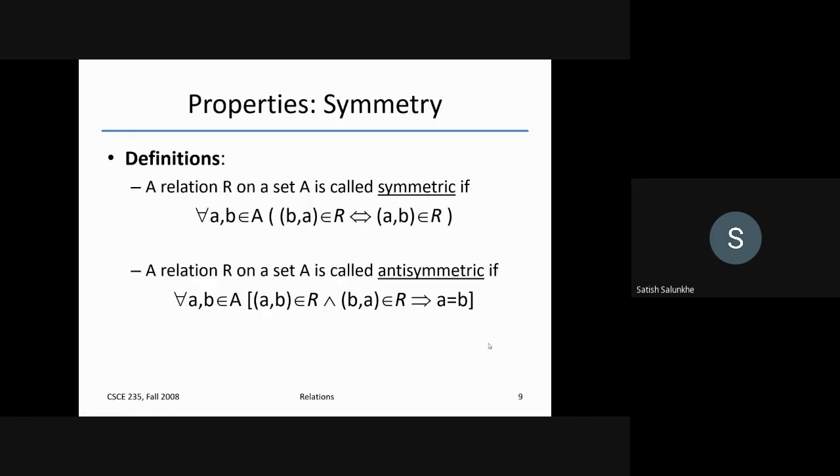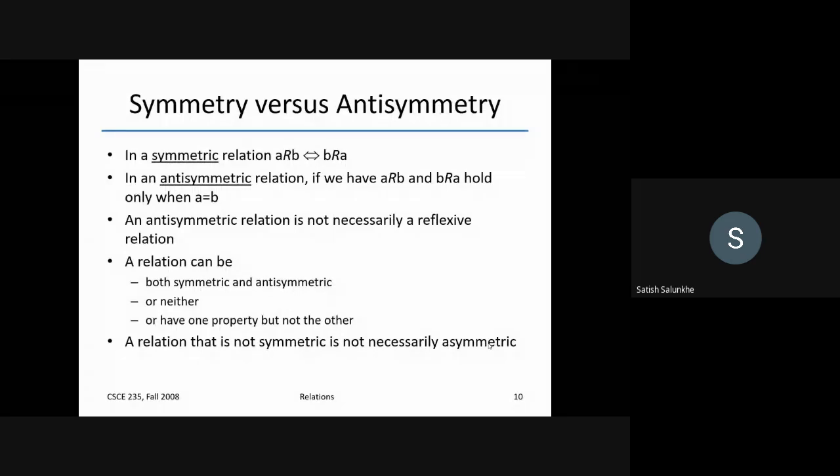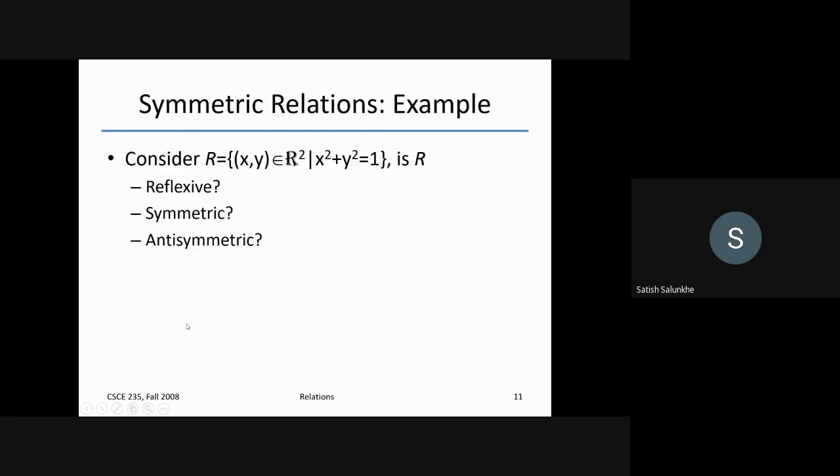So, symmetric we just checked, now anti-symmetric. In a symmetric relation, a related to b implies b related to a. In an anti-symmetric relation, when we have a related to b as well as b related to a, it means a and b both are the same. So an anti-symmetric relation is not necessarily a reflexive relation. A relation can be both symmetric as well as anti-symmetric, or it may be neither, or it may have either one of the properties. So this is just a conclusion.